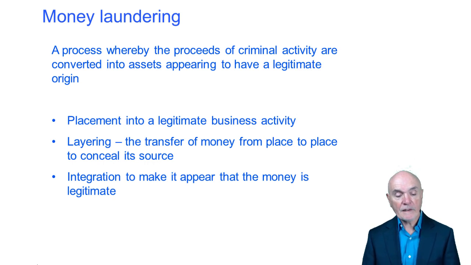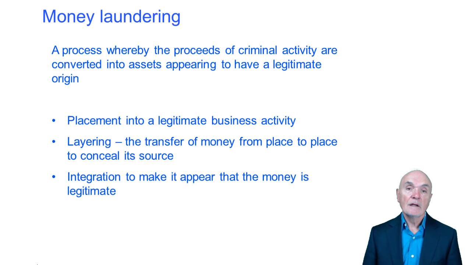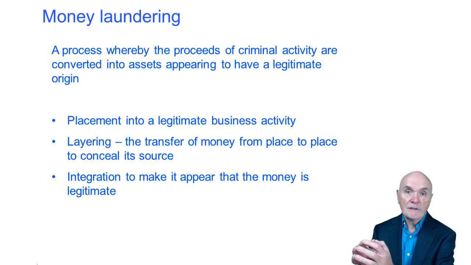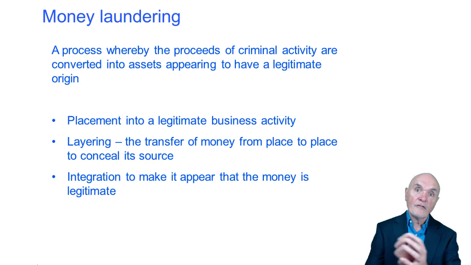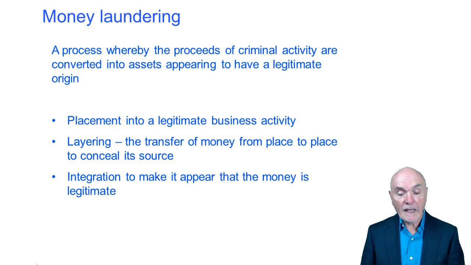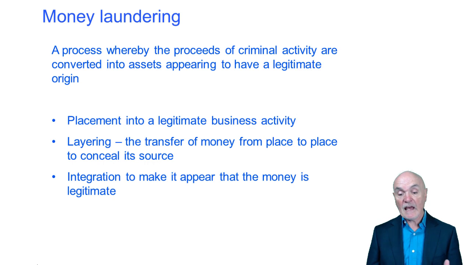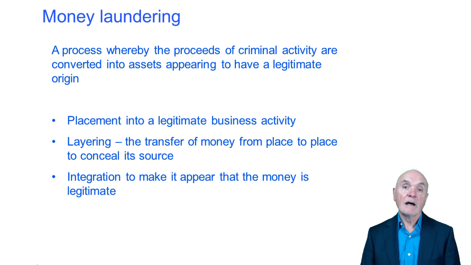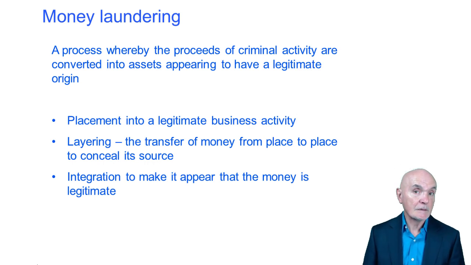And there are three stages of money laundering. First of all, placement into a legitimate business. What we have to do is to try to explain the source of that wealth. So it might be drug money, but obviously you can't say it's drug money, but you need to say, well, it was earned from this business. And the sort of businesses that have been used for this are businesses like casinos, businesses like taxi firms, businesses even like laundrettes.